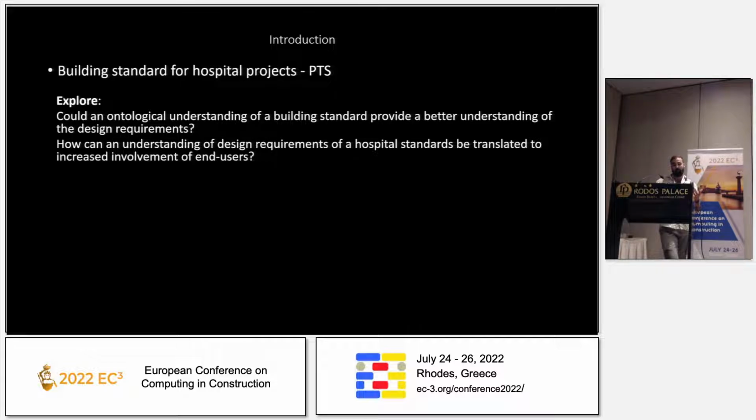The second point we try to raise and explore is how this understanding of the design requirements of these hospital standards, with their pertaining classification codes, can be translated into increased involvement of end users, as I just mentioned. Because we try to understand not only on a facility and property manager level, but also down on the floor, with the people who are actually providing healthcare.